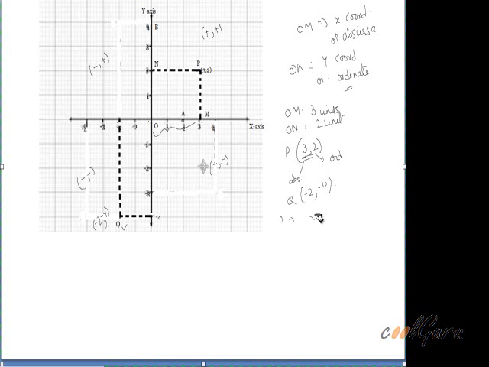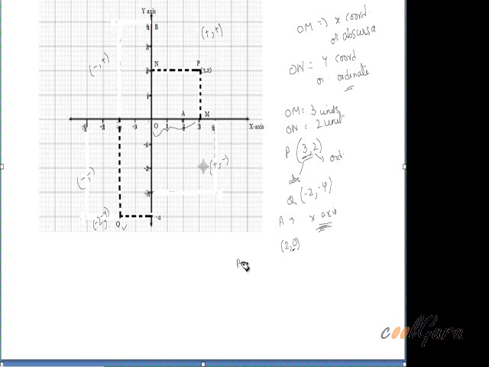Now consider this point A. A is on the x-axis. Its coordinates will be (2, 0). So any point which is on the x-axis will have ordinate 0. Any point on the x-axis will have ordinate 0.